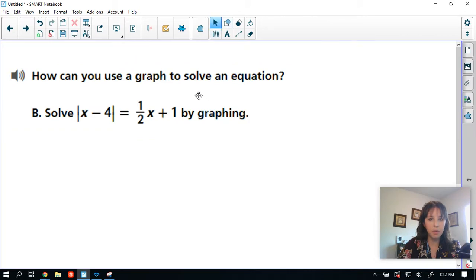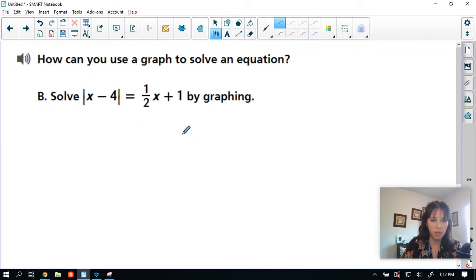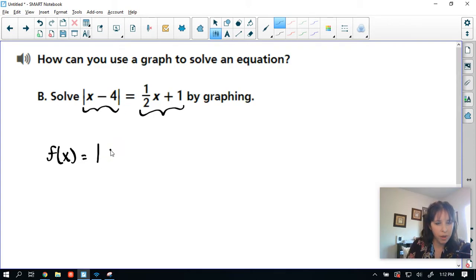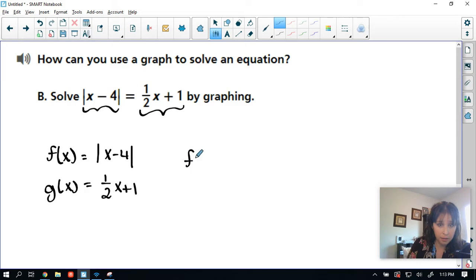Again, I'm going to break this up into two different equations, or two different expressions. This one's going to be f of x. So f of x equals the absolute value of x minus 4. This one is going to be my g of x. This equals 1/2 x plus 1. And what we're going to look for is when f of x is equal to g of x.